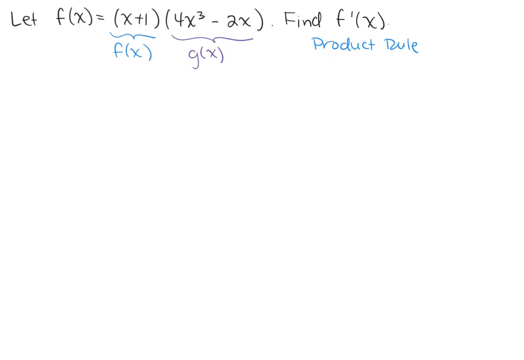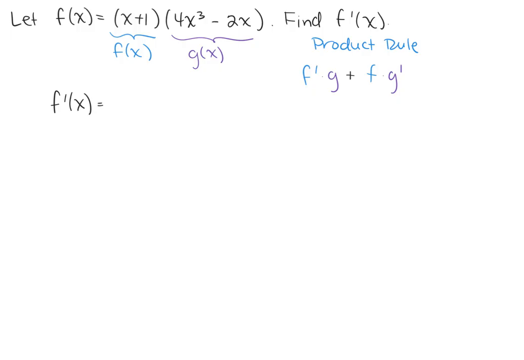The product rule says take the derivative of f of x and then multiply it times g of x. And then we're going to add it to f times the derivative of g of x, okay? All right, so let's do that.